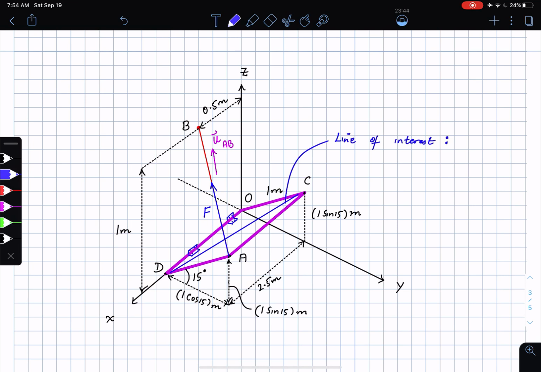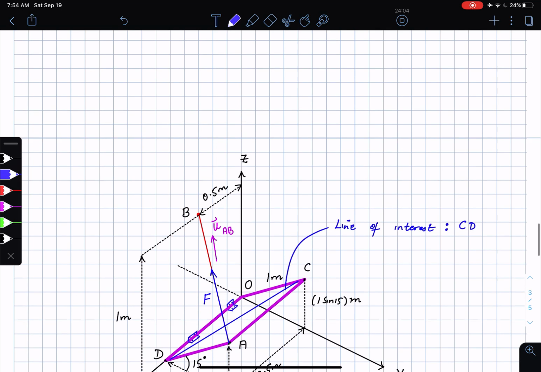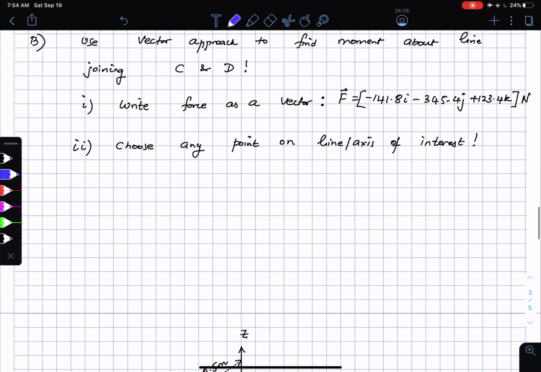Is the line from C to D. So I can choose any point on this line of interest. I can choose the point C or I can choose the point D. It does not make any difference to me whatsoever as to what I want to choose. But typically, let's say I choose the point C. So let me choose the point C.